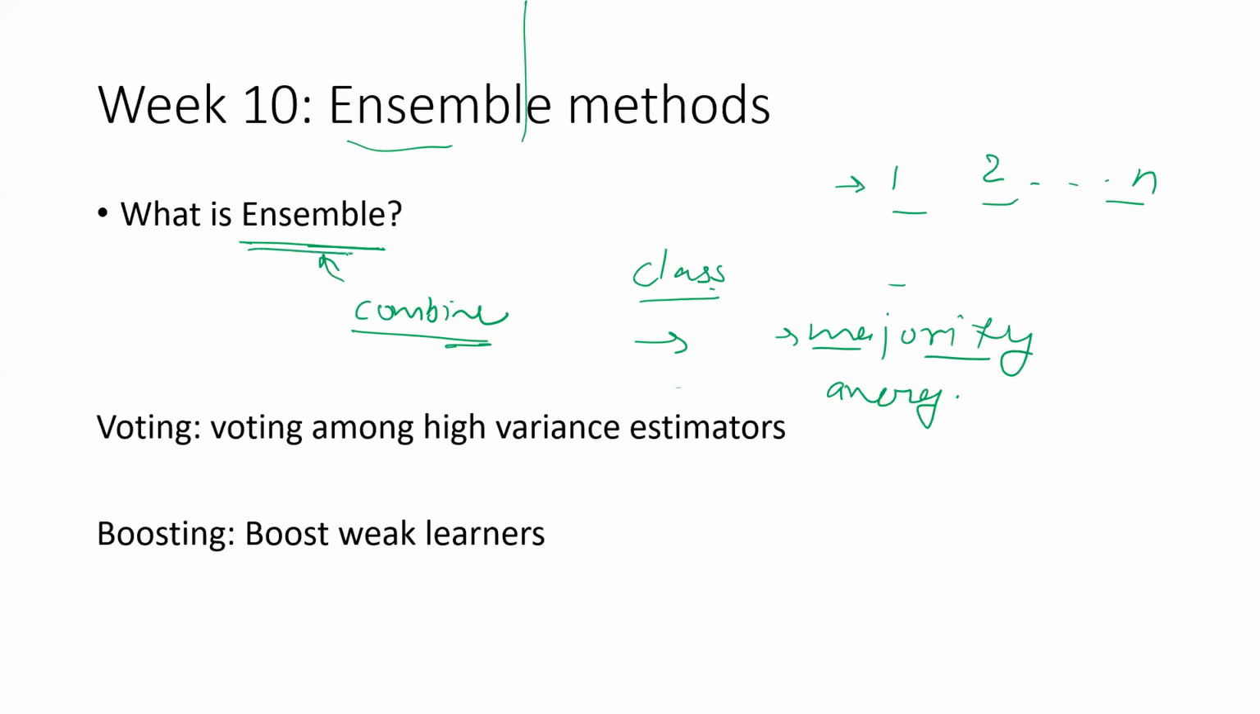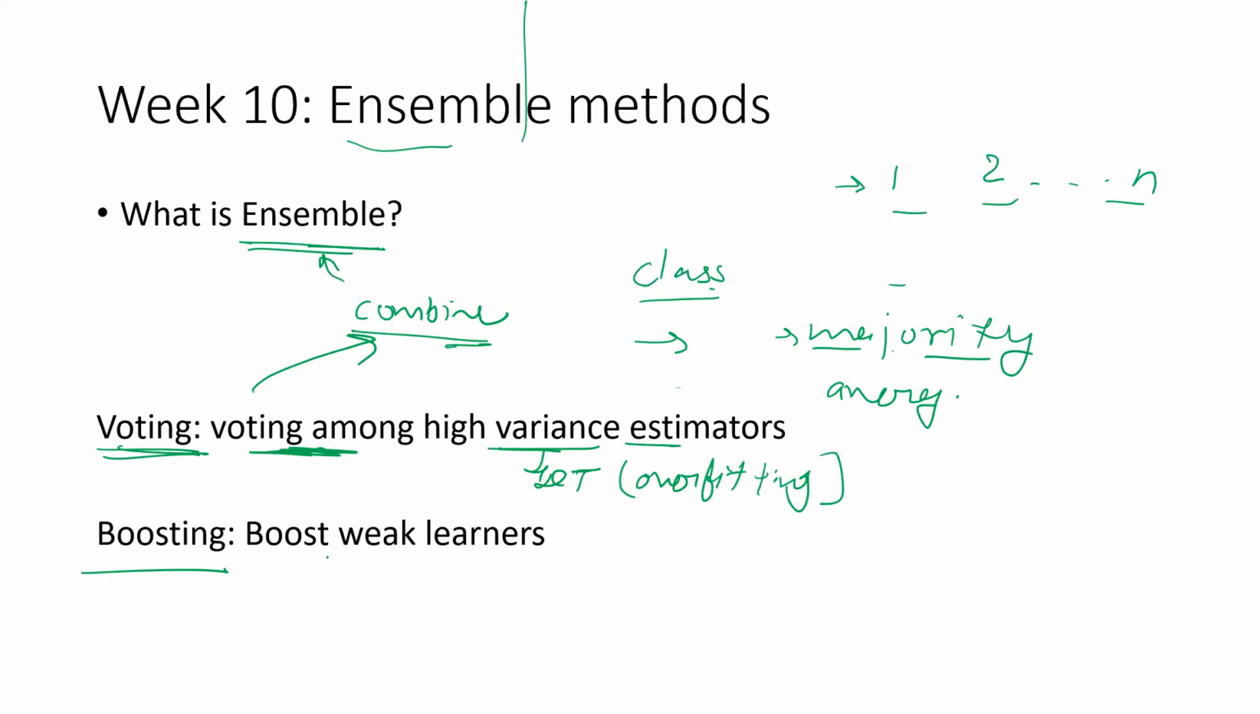There are two kinds of ensemble methods. One is voting and one is boosting. In voting, we take high variance estimators. You remember decision trees have high variance, right? Overfitting. So you take different decision trees and combine those. Voting means combining those, with majority or average. And boosting means you define weak learners.